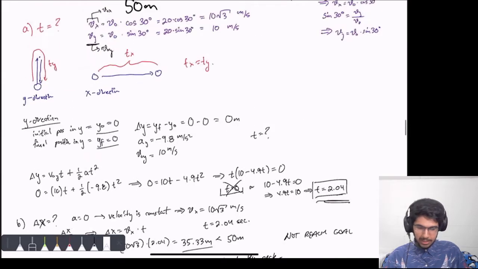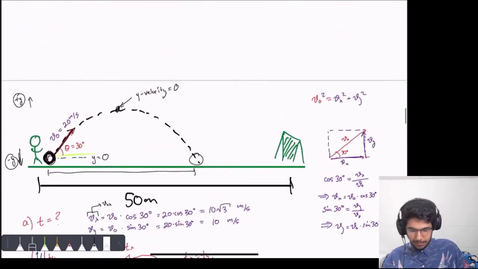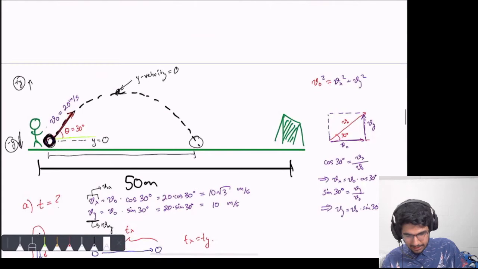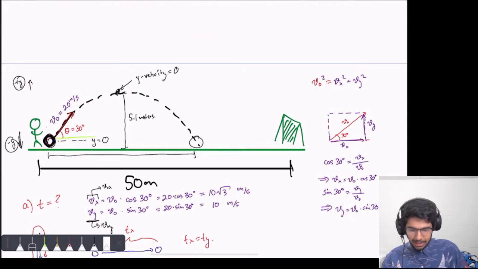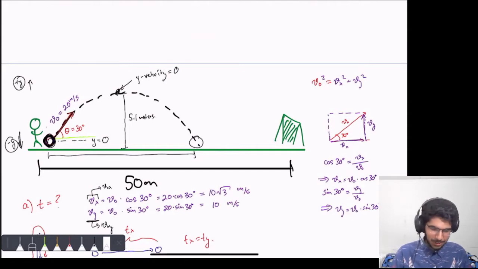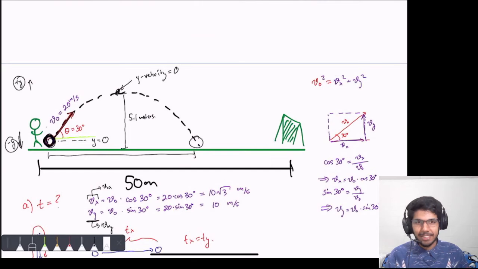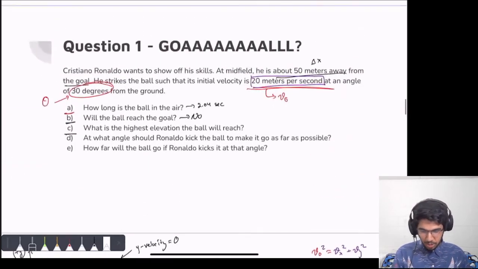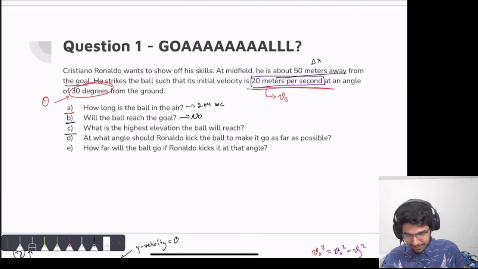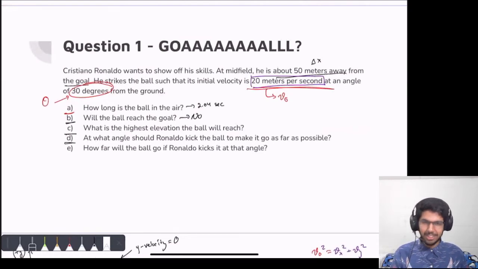So what does that mean in context here? That's saying that this height right there is 5.1 meters. And if you're not familiar with the metric system, like measurements in real life, 5.1 meters, that's like 16 feet or something. So that's actually pretty high.